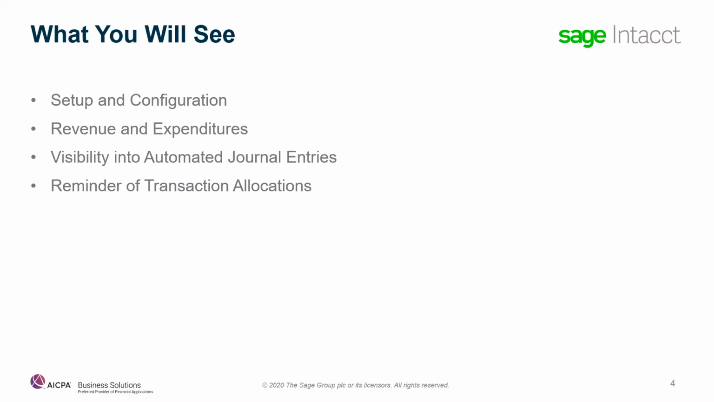We're going to start out by looking at some of the setup and configuration, because that's really the key to what makes this really shine for you: setting up this configuration, getting everything in play, and then letting the solution really drive the value. We'll look at being able to do this across revenue and expenditures. We'll see that visibility into the automated journal entry. And then as a follow-up, the last thing I want to touch on is transaction allocations.